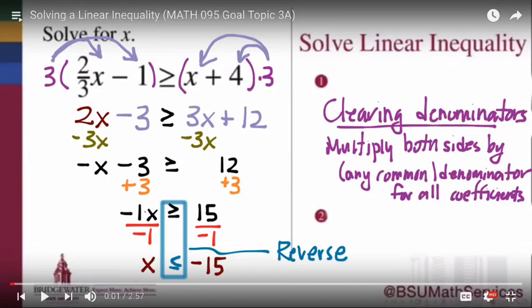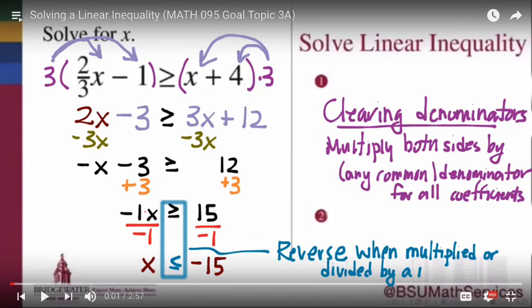What is it about the last step that we did that clues us in to the fact that the inequality needs to reverse at that step? It's in what we multiplied or divided by. So here we divided by -1. And anytime you multiply or divide an inequality by a negative number, the inequality symbol has to reverse.